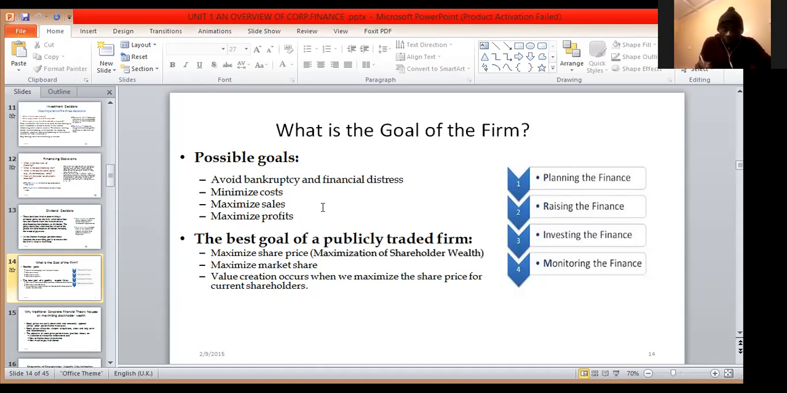Okay, so these are the goals. Now, if we are talking about a publicly traded firm, there are 3 goals. The first one is to maximize share price. It is also called maximization of shareholder wealth, because the moment the share price is going up, then shareholder wealth is increasing.